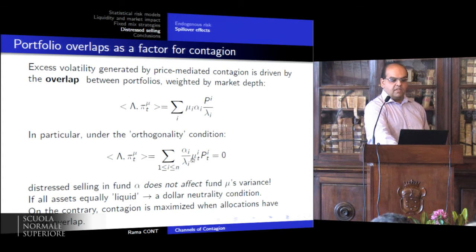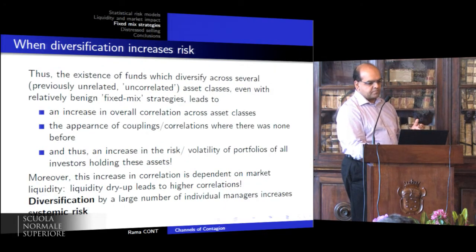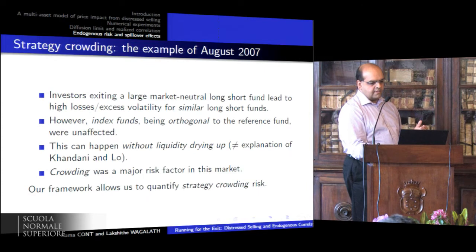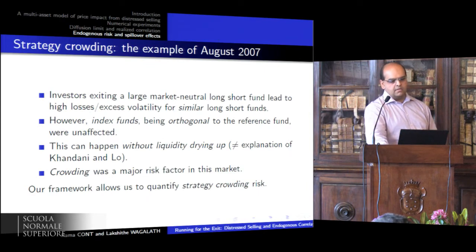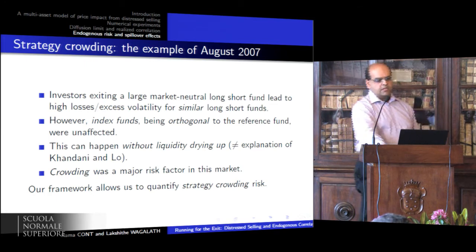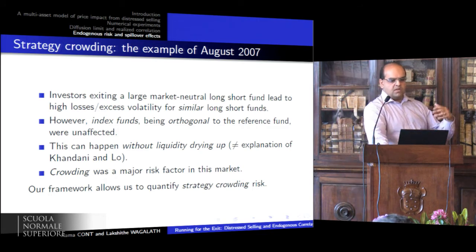And it also says that if the two portfolios are orthogonal in the sense of this overlap with these weights, then you can have a massive fire sale in the first portfolio and it will not affect the second portfolio at all. It's invisible. And that's the scenario which happened in the August 2007 event. So somebody was liquidating, let me skip to this example here. A large bank exiting a large position in these long short market neutral funds was liquidating this position, and other market neutral funds which had an overlap with this fund experienced this spillover effect.